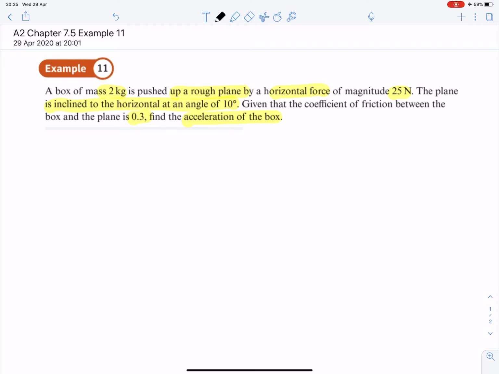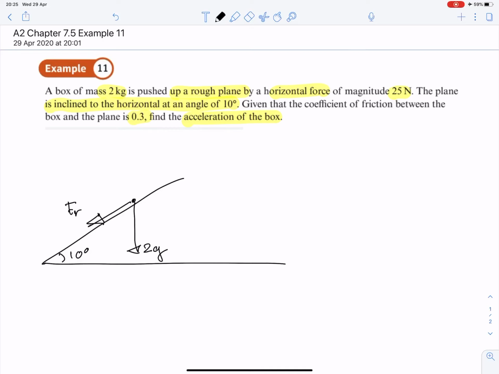Okay, so let's get that on a diagram in the usual way. We've got an angle of 10 degrees. That's the angle of inclination. We've got a box of mass 2 kilograms, so we've got a weight of 2g. It's pushed up, so the friction must be acting down the plane, by a force of magnitude 25 newtons.